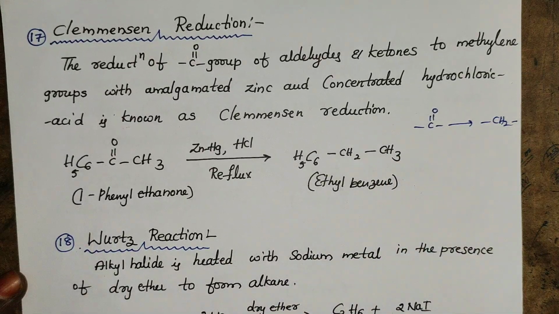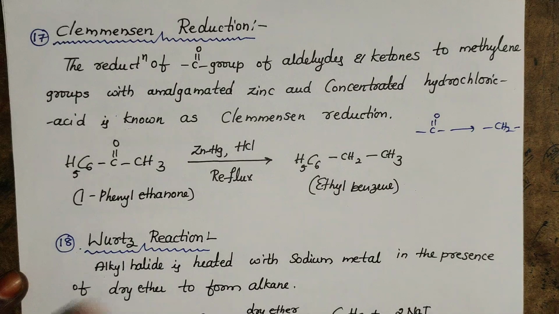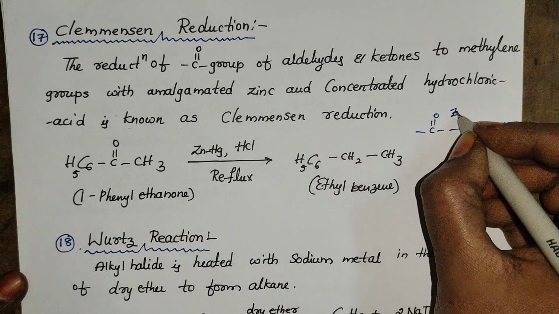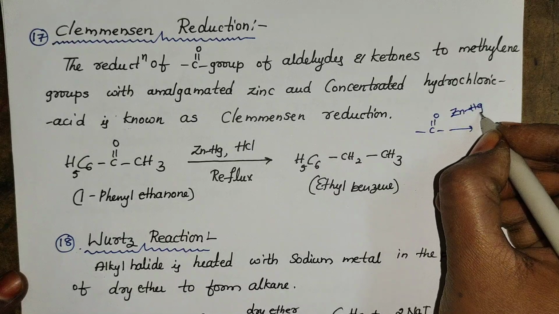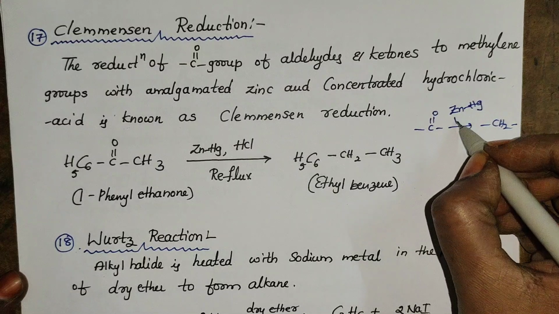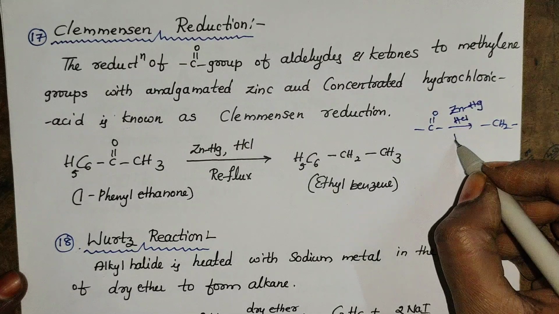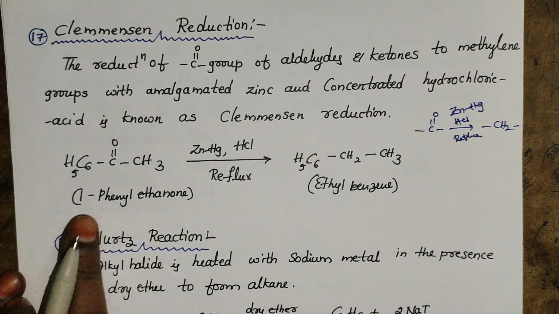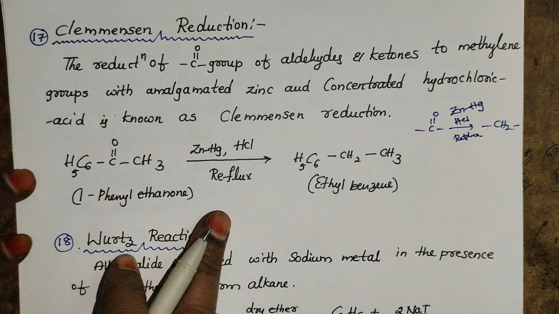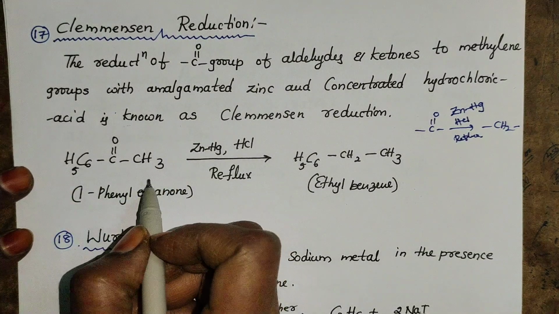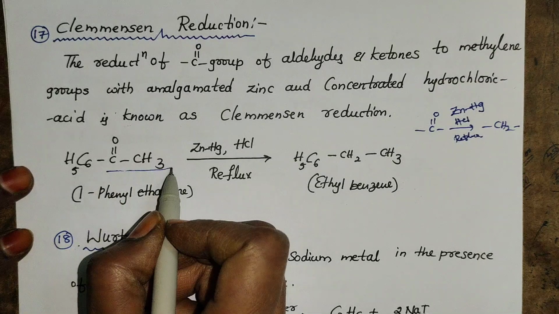For Wolff-Kishner we are using hydrazine, base, heat. For Clemmensen we are using zinc amalgam. Amalgam is nothing but mercury present with zinc. For the acidic medium we have to take HCl. It is a reflux reaction. Okay, so one example is acetophenone, general name 1-phenyl ethanone. Okay, so 1-phenyl ethanone, it is the main reactant you have to take.